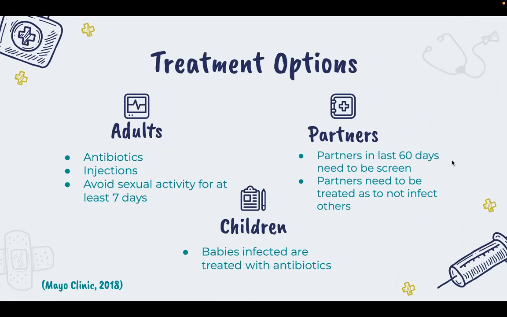There are slightly different treatment options for adults, children, and partners. It is recommended for adults to receive antibiotics, sometimes a shot injection, and to avoid sexual activity for at least 7 days. Children are treated with antibiotics to help fight the side effects. Partners need to be screened and treated within the last 60 days. If a partner is not treated, they may be spreading the disease without knowing, even if they show no symptoms.